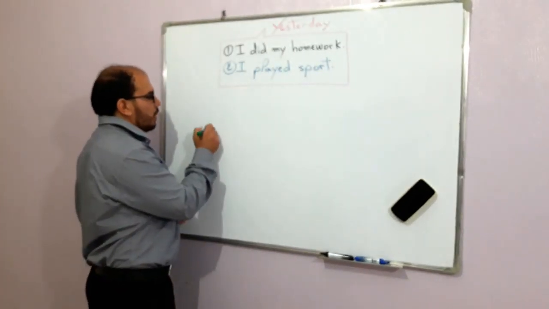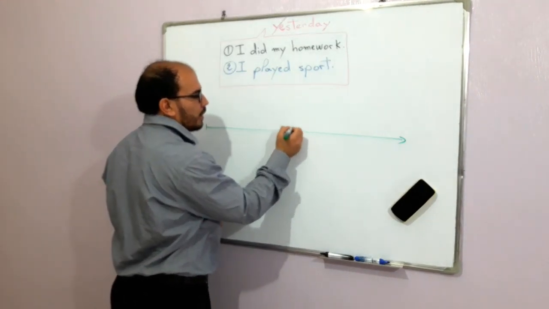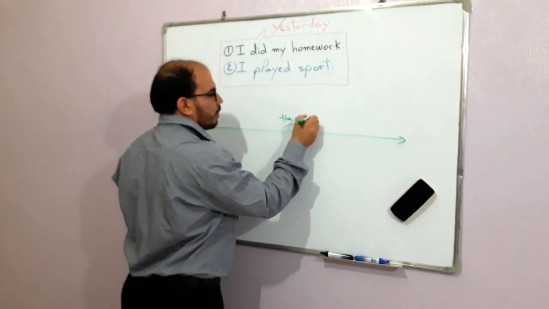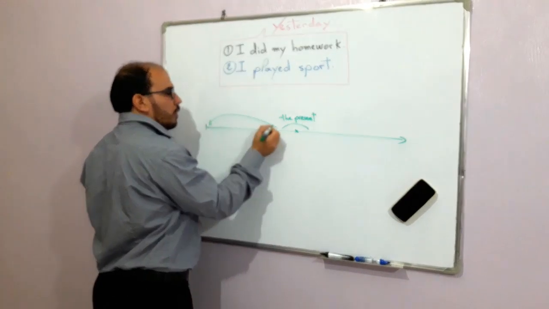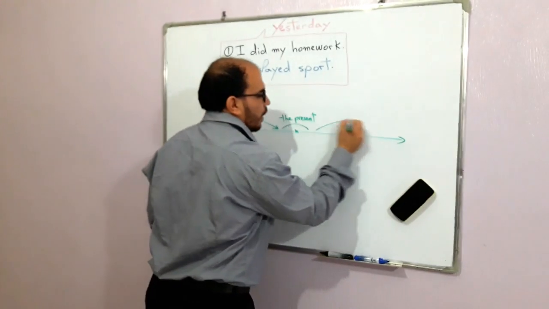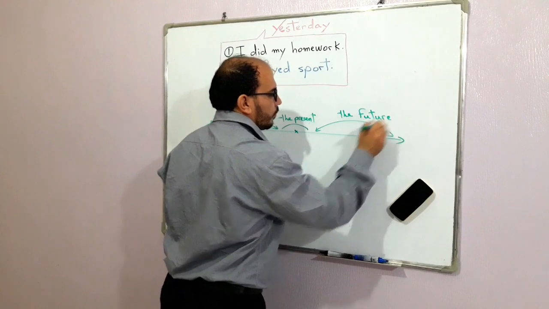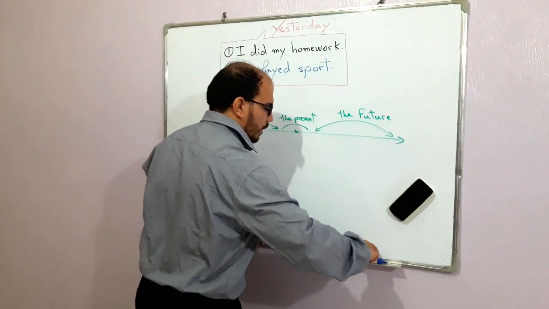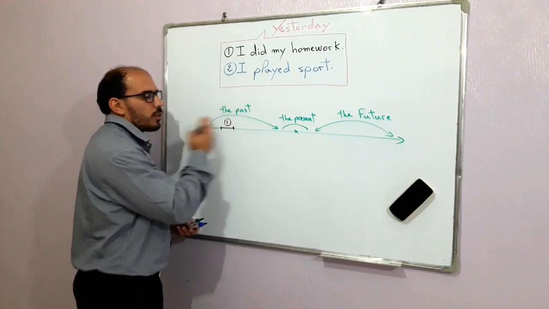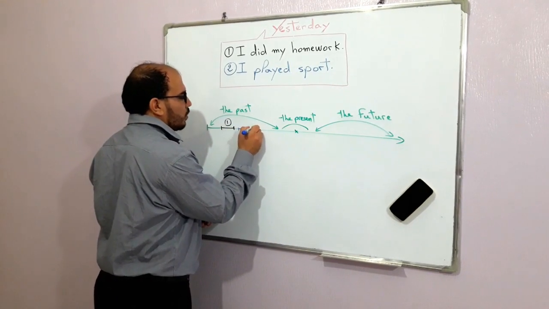To clarify things, we can put them on the following timeline. For example, this is now, which is the present. We have this one that is the past. And we have this one, which is the future. So when I say activity number one, we are talking about yesterday, which means in the past time. Then we have activity number two.